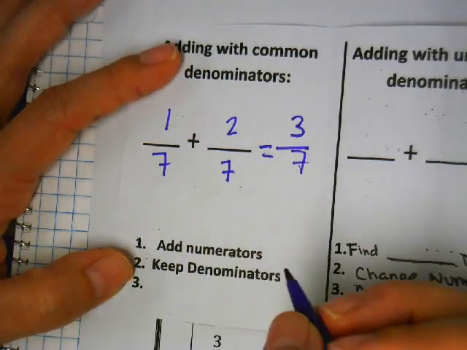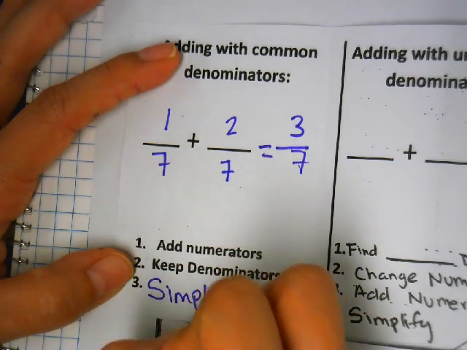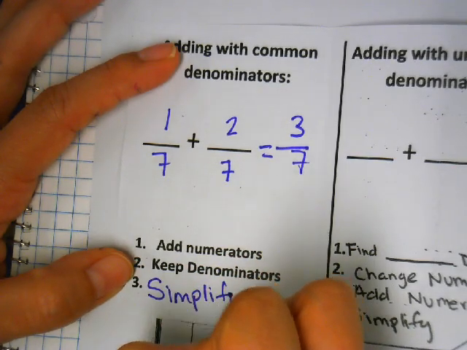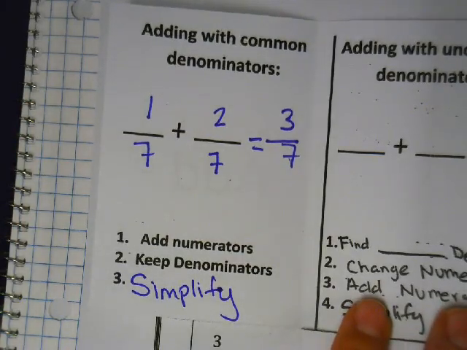And number 3, what do you think number 3 is? Simplify. Simplify. Yeah. It's the other square. Yeah. But I'm glad you're looking out.